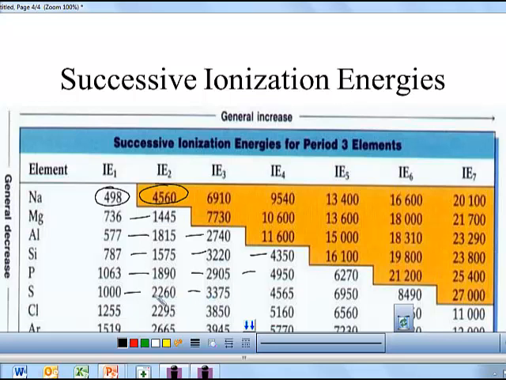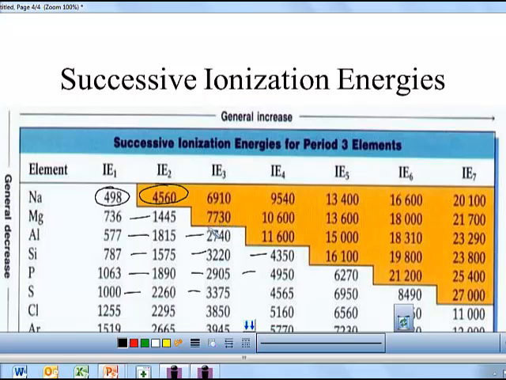Okay, every number you look at. So this is sulfur, first electron, second electron, third electron, it just keeps going up. All of them will keep going up. But in this yellow shaded area is where it's a huge jump. So sodium 498, all of a sudden 4,560. Magnesium 736, 1445, all of a sudden 7,730.